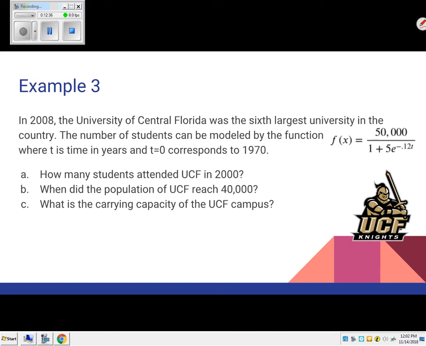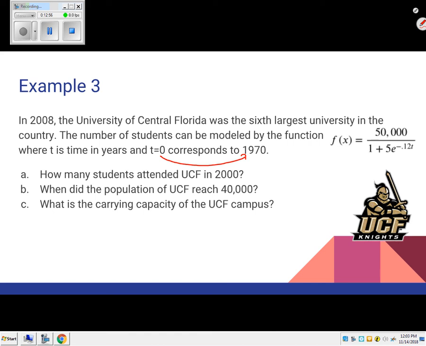In 2008, they were the 6th largest university in the country, and so the number of students can be modeled by this function over here, where t is time in years, and t equals 0 corresponds to 1970. We talked about that a couple weeks ago.